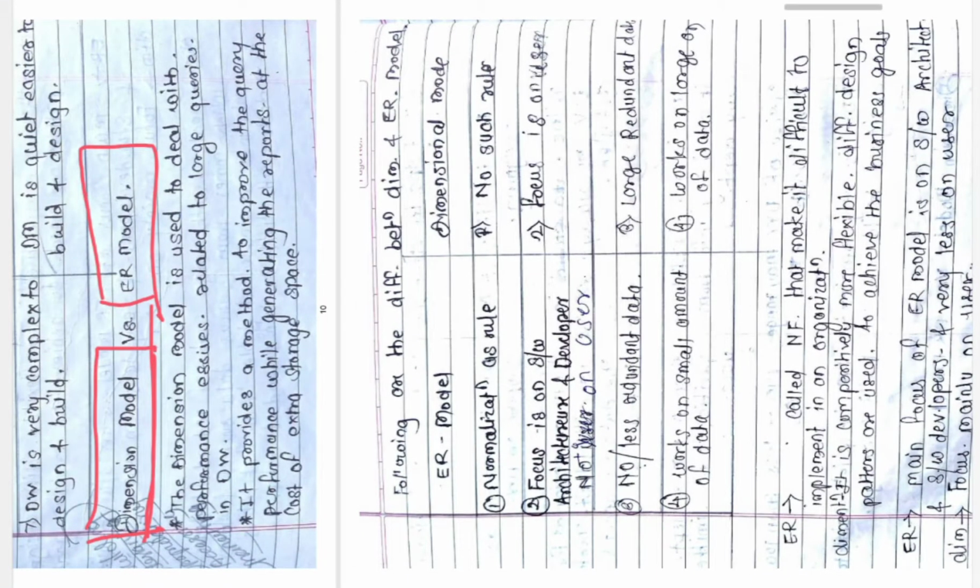Now let me come to the actual definition. The dimensional model is used to deal with the performance issues related to large queries in the data warehouse. It provides a method to improve the query performance while generating the reports. This is very important. It generates the reports, whereas in the ER model we are not able to generate any kind of reports, but in the dimensional model we generate the reports to improve the performance of the queries.